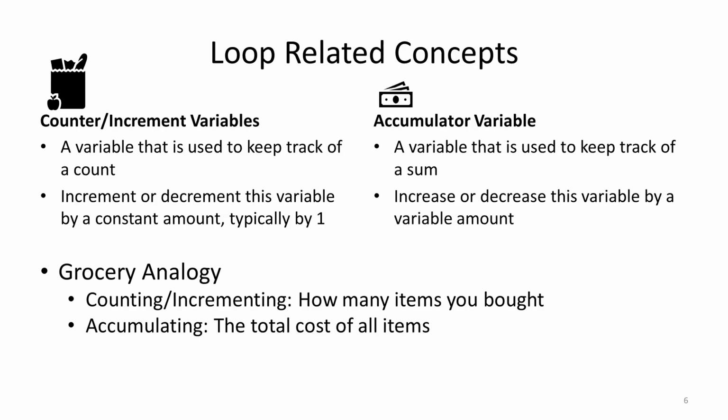So recall the two loop-related concepts that we have seen already, counter and increment variables and accumulator variables. An increment variable is used to keep track of a count, and an accumulator is used to keep track of a sum. The analogy that I used is the grocery analogy. You go to the grocery store, you buy some items. How many items you bought, that is kept track with an increment variable. The total cost that you pay, that is kept track using an accumulator variable.